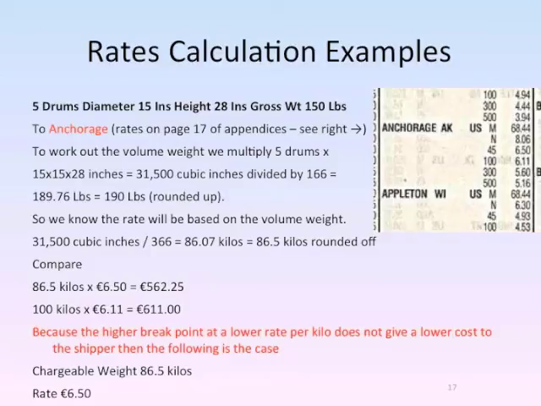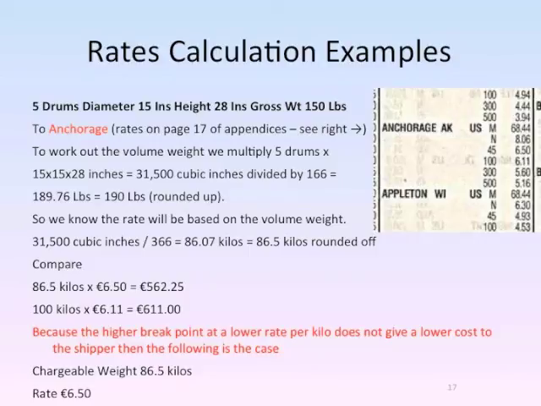We now divide by 166 to convert to pounds, and we get 189.76 pounds, and rounded up to the next full pound becomes 190 pounds. So now we know that this rate is going to be based on the volume weight of the shipment.